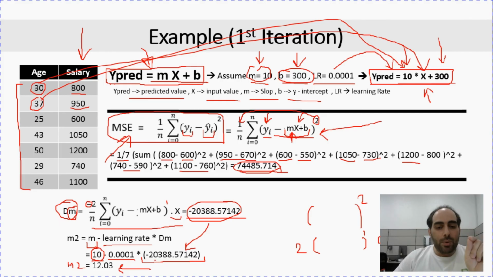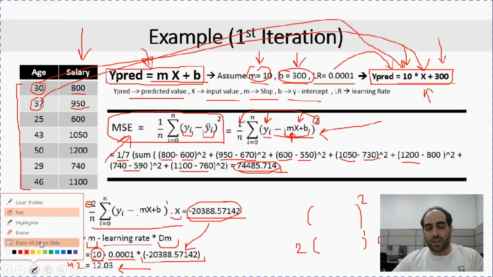And multiply with what? With the partial derivative with respect to m, because I want to find the new value of m. I need to do the partial derivative with respect to m. And here, as you can see, the value of m was equal to 10, and after I have done this, now it is 12.03. So it is changed slightly, right?